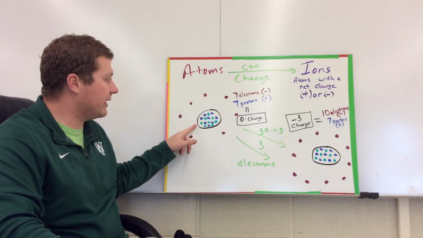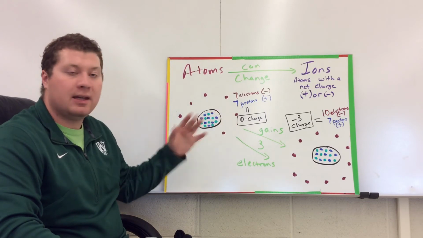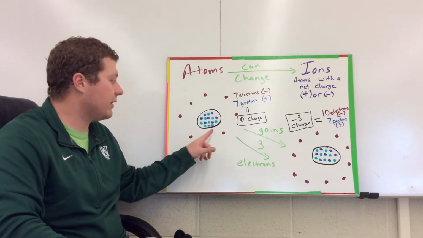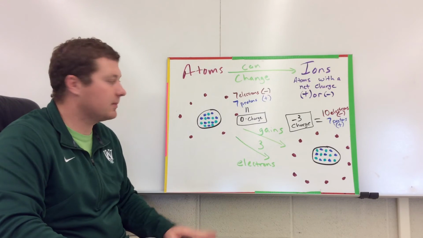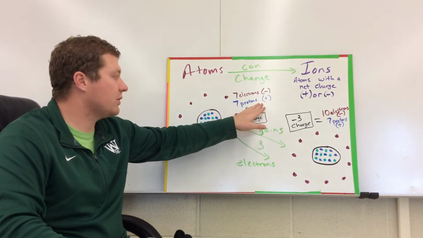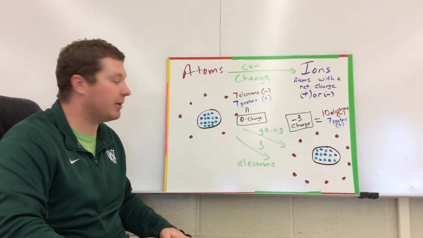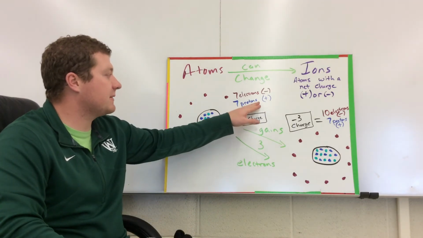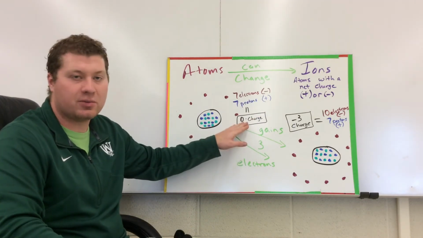Here we have the nucleus. It has 7 protons. And since we're not concerned about the neutrons very much, the green dots, I didn't even put them on there because they have no charge anyway. So protons and electrons are the only ones that we're concerned about. So when you have 7 pluses and 7 negatives, that is a 0 charge.